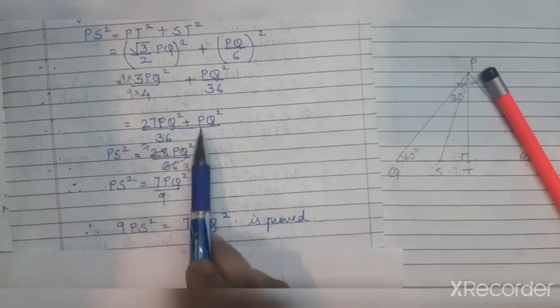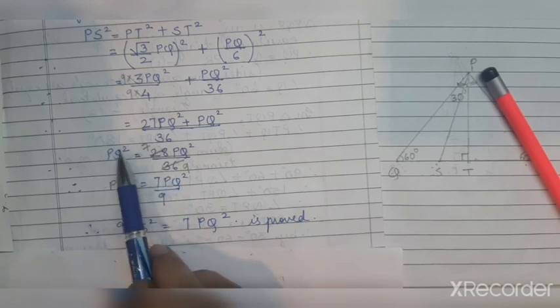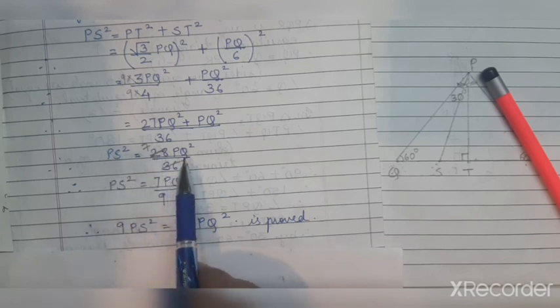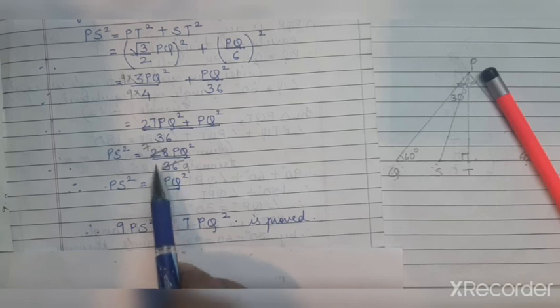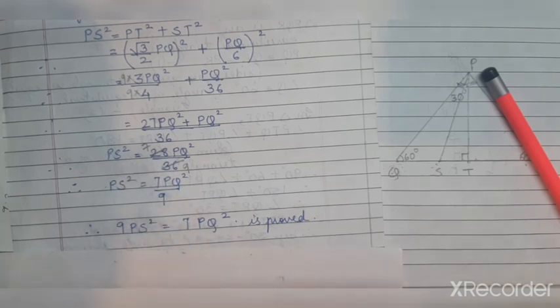So here, after getting this particular statement that PS square is equal to 28 upon 36 PQ square, try to reduce it to the lowest form, 7 upon 9, and 9 has to be just shifted here.